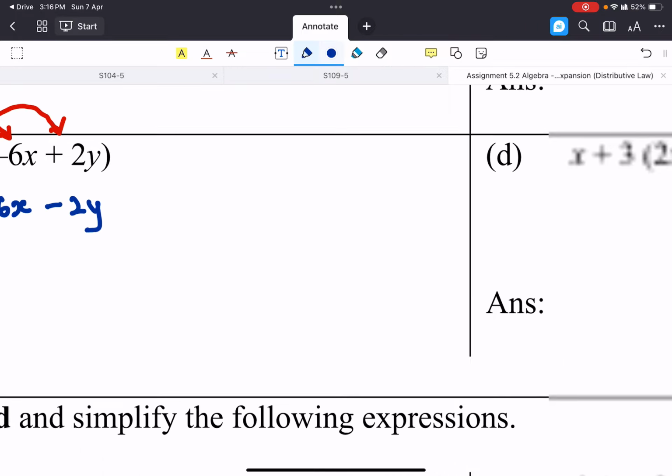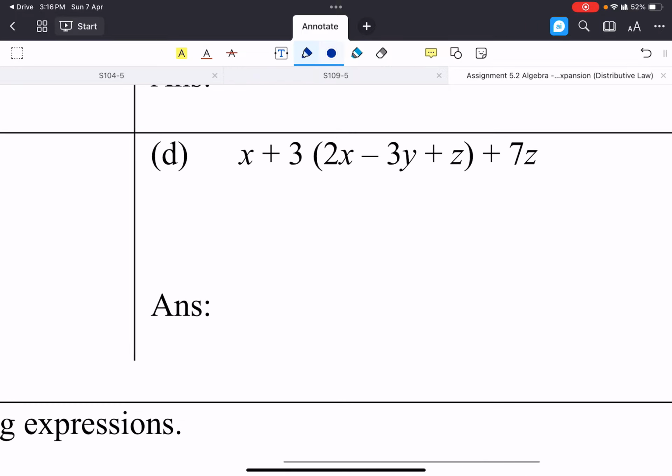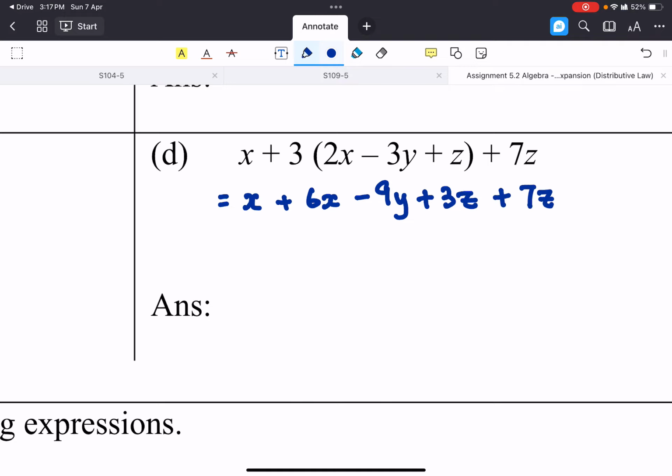Okay. Moving on to the next example. This one is a slightly longer example, but using what we have learned previously, we can work it out properly, right? We have x plus 3 times 2x is 6x. 3 times negative 3y is negative 9y. 3 times z is positive 3z, right? Plus 7z. So once we have that, let's put the like terms together. 7x's, negative 9y's, and 10z's. There we go, right?